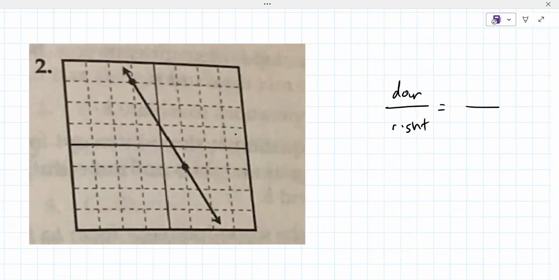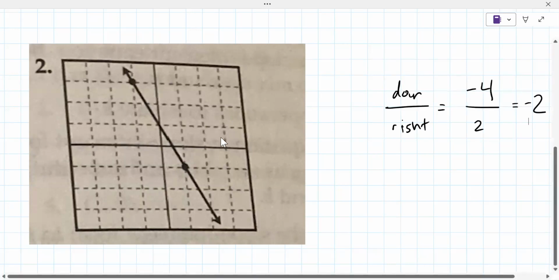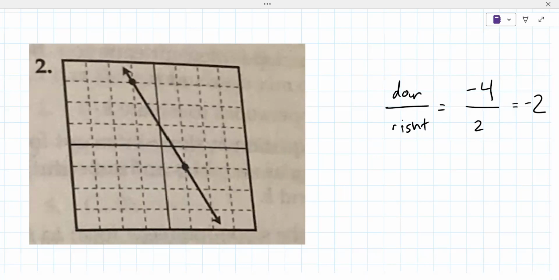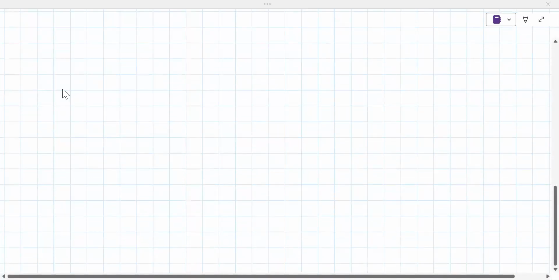2, 3. Sometimes it's hard to keep. 4 down, so -4. Okay. And then 2 right. Okay. So what is -4 divided by 2? -2. Okay. That is it. Any questions on that? That's really, really well done. I'm glad I remembered that you have to simplify.